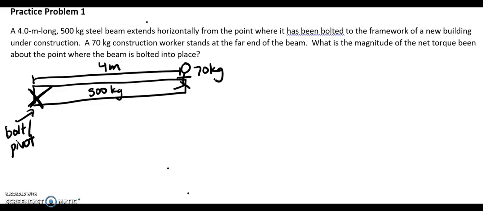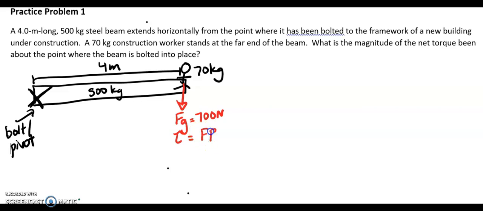So let's go ahead and look at this. How many objects do we have? Well, we have 2 objects, so we're going to have 2 torques. Let's look at the construction worker first. The force of gravity on the construction worker, because that's what would make it rotate, is going to be 700 newtons. Now we'll need to find the torque of that construction worker.